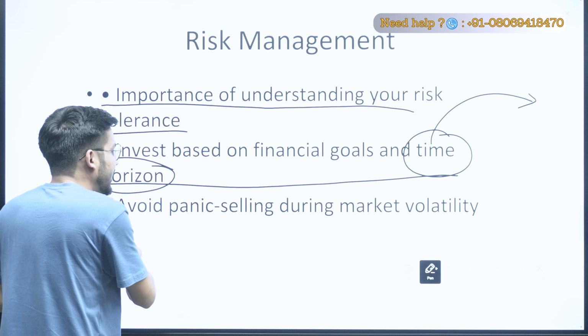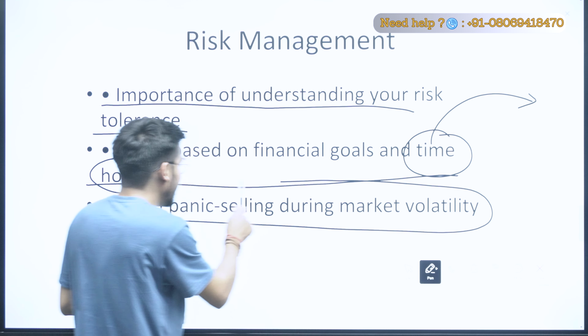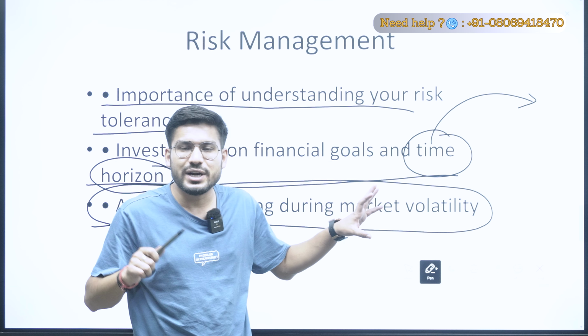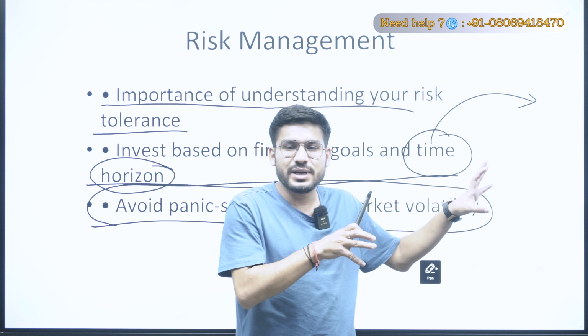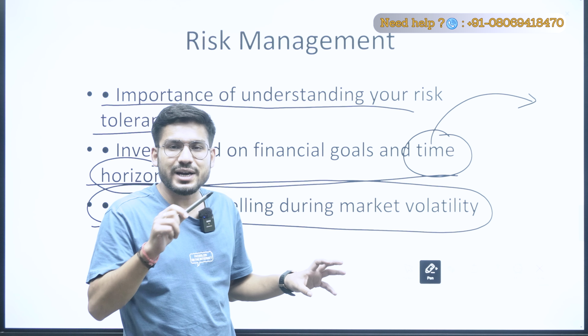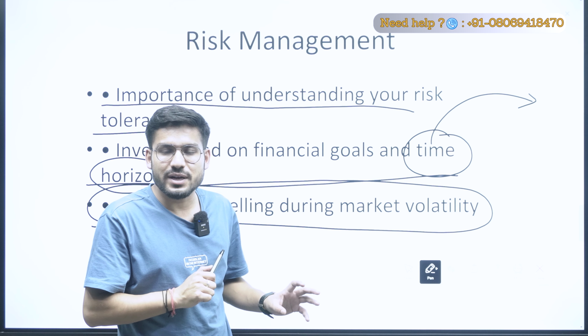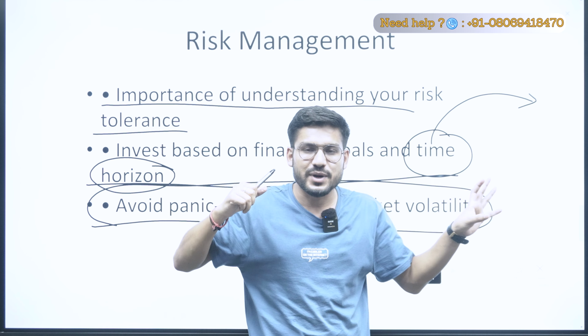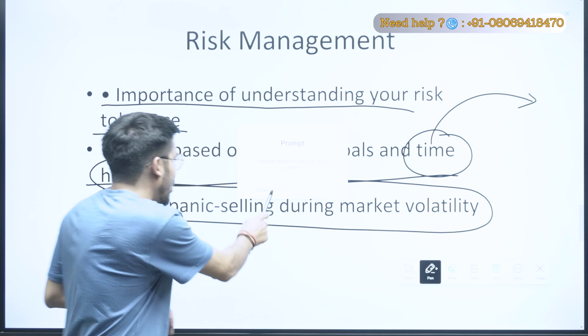Then avoid panic selling during market volatility. You should avoid selling when the market is volatile. That is why there is the option of diversification as well. Or when the market is at a low, at that time you can buy as well. So that is what we talked about in the last presentation, that is automating investment. Okay guys, that was all for that.